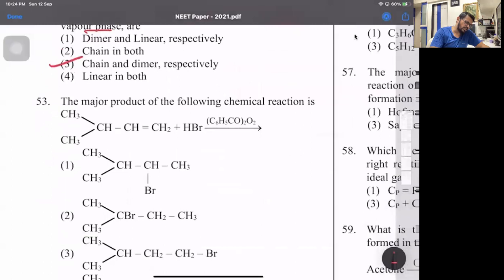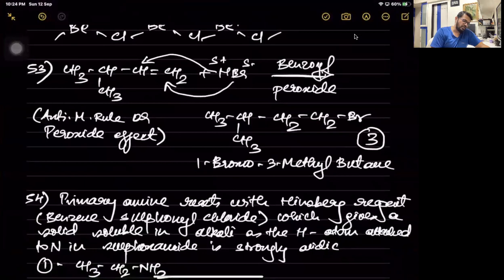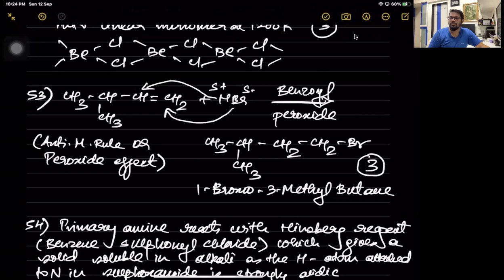Then the next one, this compound with HBr in presence of benzoyl peroxide. So that's nothing but anti-Markovnikov addition. If you see this carefully, the 53rd one, that's going to give you nothing but 1-bromo-3-methylbutane. That's option 3.